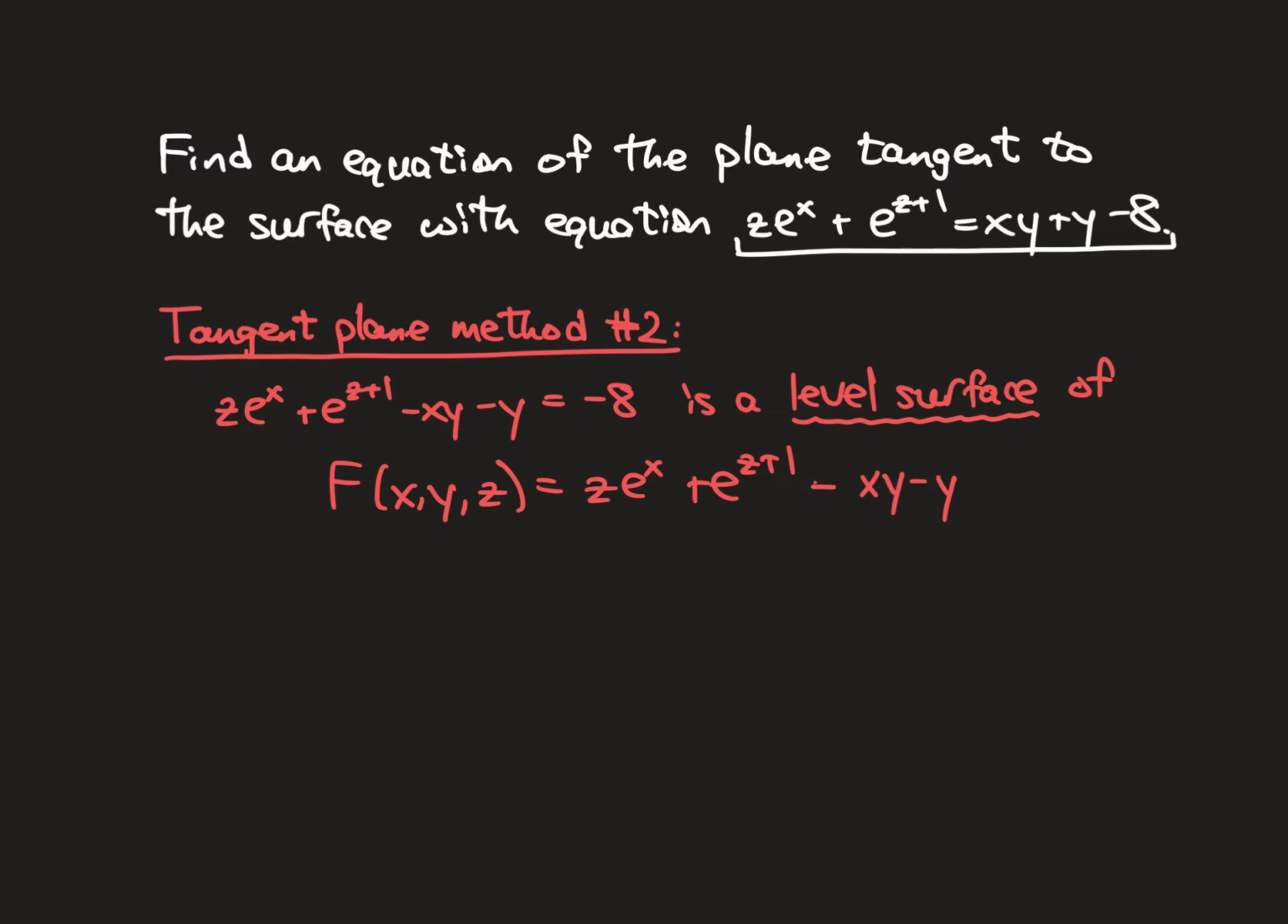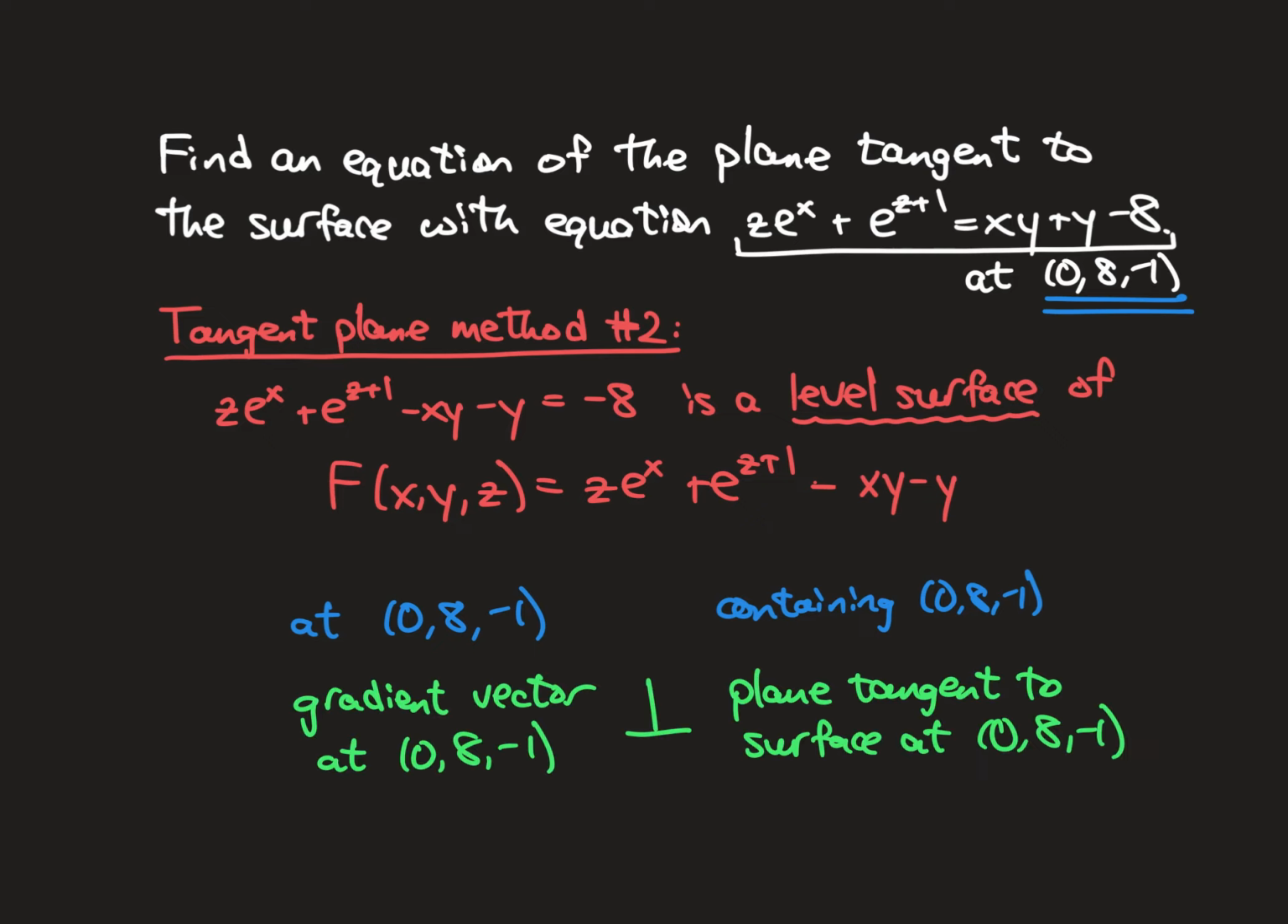Now, why would we do that? At first glance, it might seem counterproductive, or like we're making the problem even more complicated. Well, the answer is that the gradient vector at the point in question, which I just realized I forgot to write up at the beginning of the problem, 0, 8, negative 1, is perpendicular to the level surface containing this point, which in turn means that the gradient vector at 0, 8, negative 1 is perpendicular to the tangent plane, the plane tangent to this surface at 0, 8, negative 1.